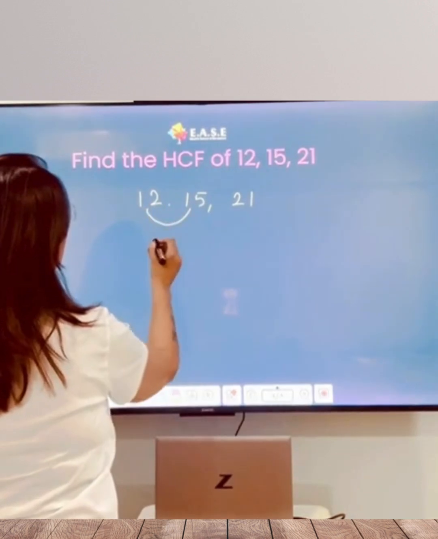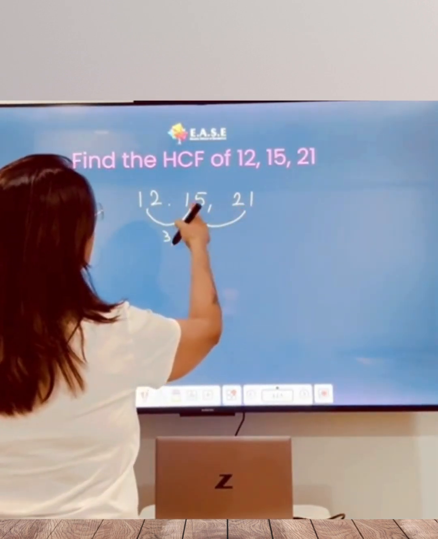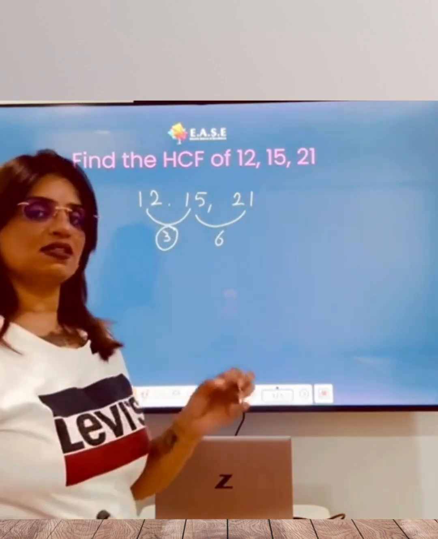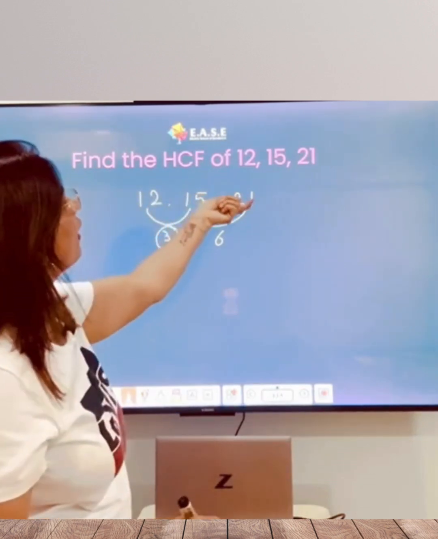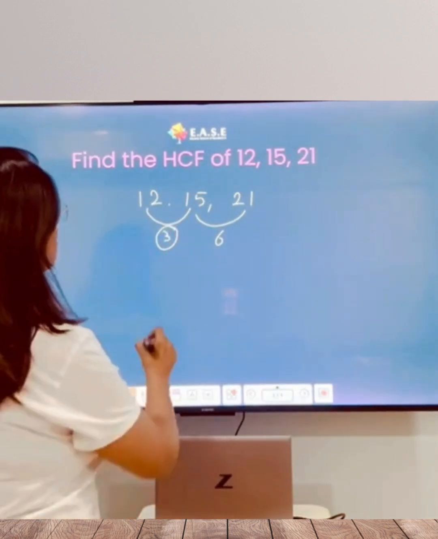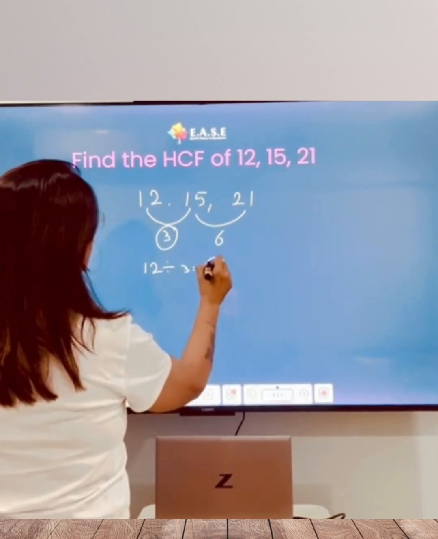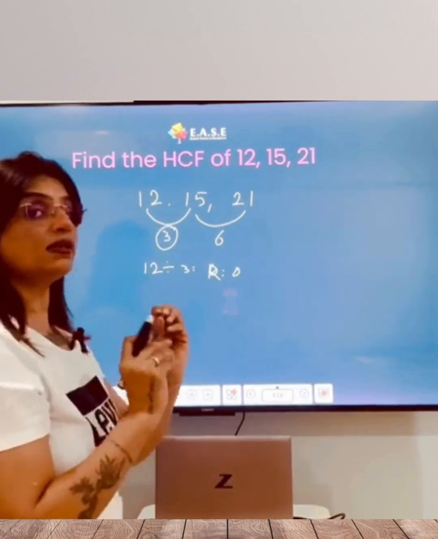So 15 minus 12 will give you 3. And 21 minus 15 will give you 6. So 3 is the smallest difference. So pick up the smallest difference and check if you can divide all the 3 numbers by the smallest difference. So 12 divided by 3, you get a 0 remainder. You have to check the remainder.